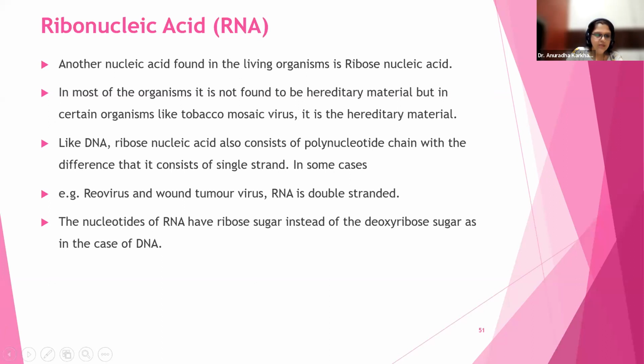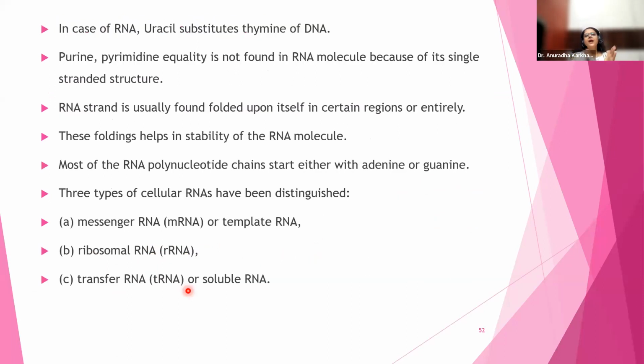So that is what they are talking about. The nucleotides of RNA have ribose sugar instead of deoxyribose sugar as in case of DNA. So you understood what I am trying to tell you. In case of RNA, uracil substitutes thymine of DNA. So ATGC was a part of DNA, while AUGC will be a part of RNA. So RNA में थाइमीन नहीं होता है, RNA में यूरासिल होता है. सिमिलरली DNA में यूरासिल नहीं होता है, DNA में थाइमीन होता है. ये बेसिक चीज़ें हैं, वेरी इंपॉर्टेंट.